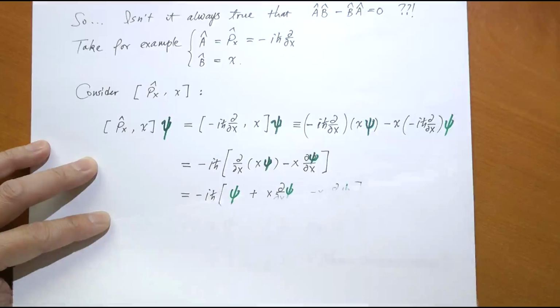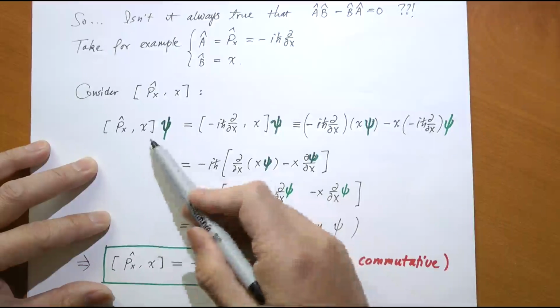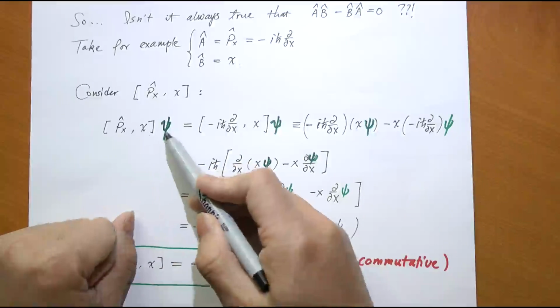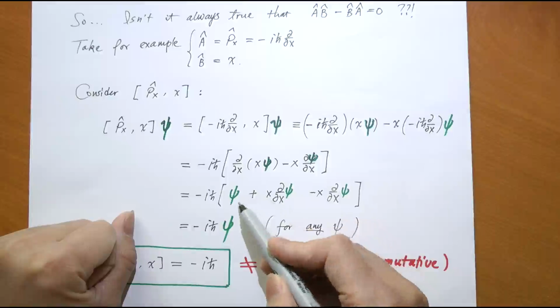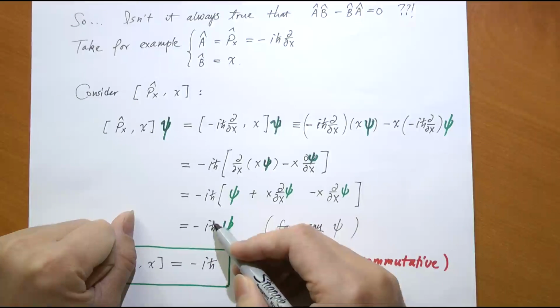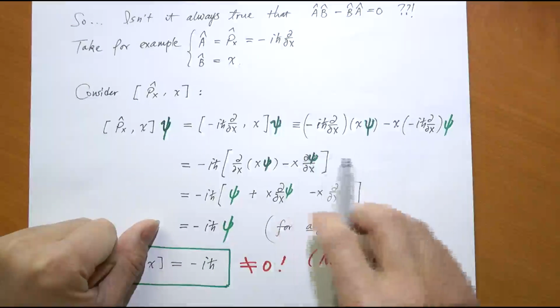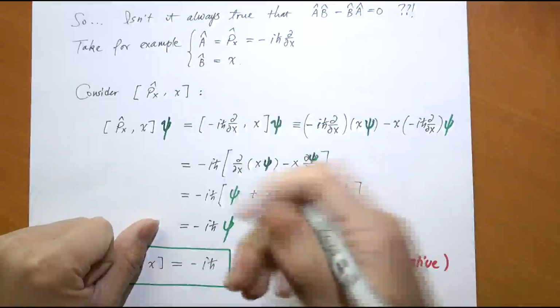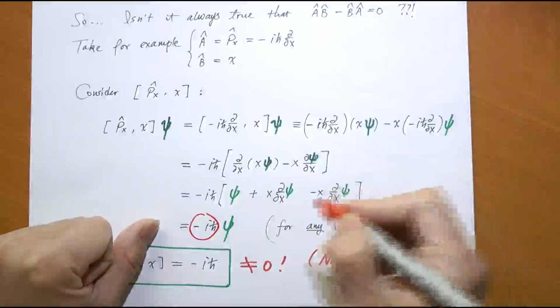And therefore, the commutator between the px operator and x acting on an arbitrary wave function is not equal to 0. Rather, it is equal to negative i h bar times the same arbitrary wave function. Negative i h bar. It is not equal to 0.